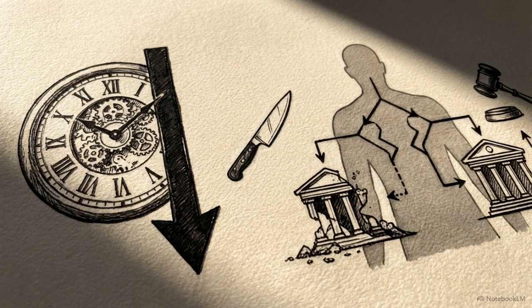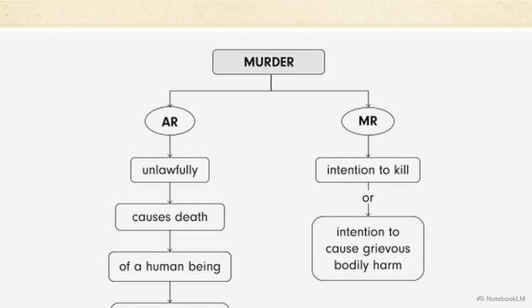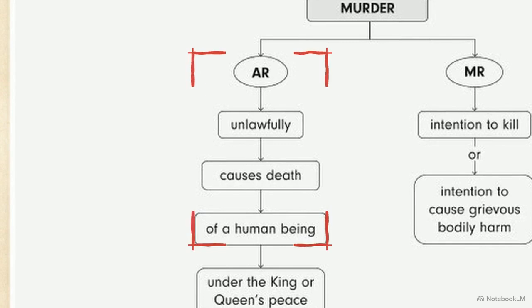To dismantle problem questions without falling into logical traps, you must adopt this exact chronological framework. Before looking for an exit, the prosecution must first prove the baseline elements of murder beyond a reasonable doubt. This diagram breaks down the specific dual-branch decision tree for murder. We start on the left with the Actus Reus, unlawfully causing the death of a human being.